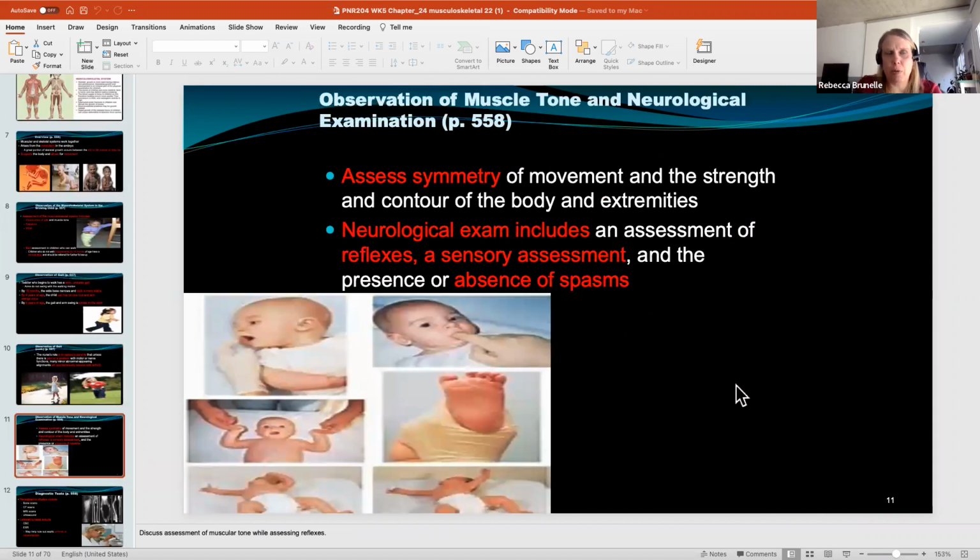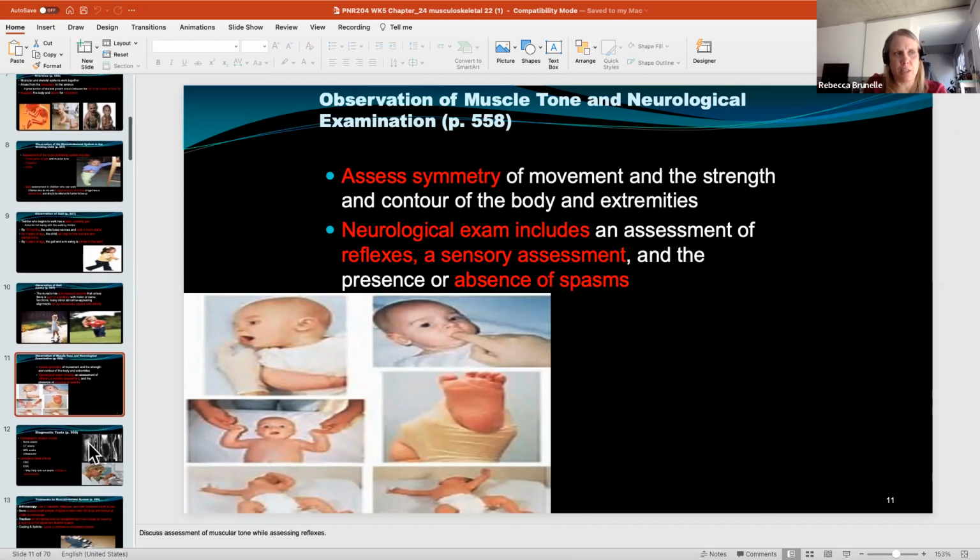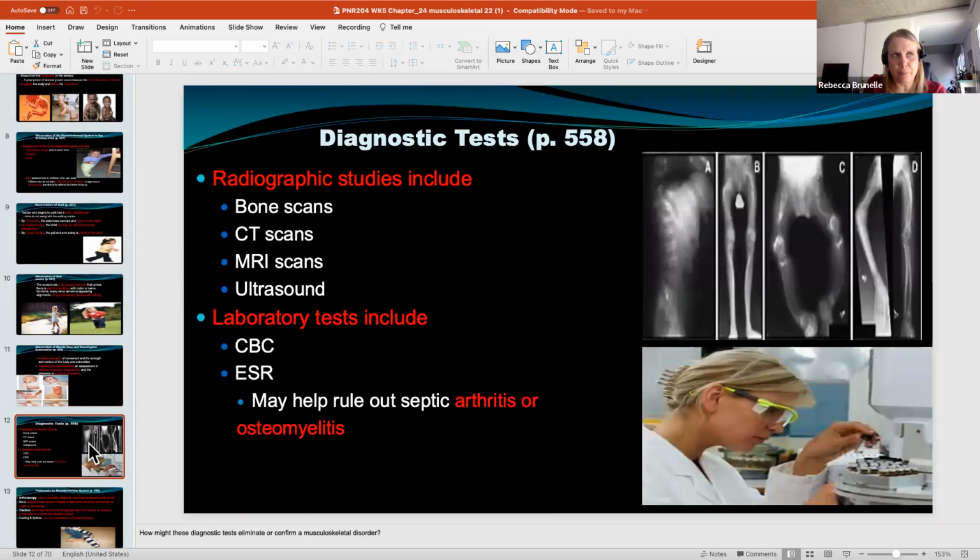So just like when we were in the other chapter talking about the neuro assessment, you always want to be paying attention to symmetry. Is it the same on both sides of the body? And paying attention to tone, presence or absence of spasms are all different techniques that you use when assessing.